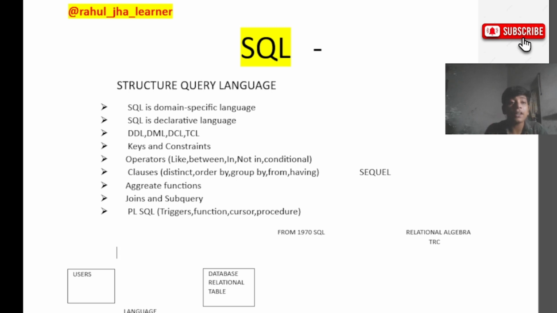The second point mentioned here is that SQL is a declarative language. Again, there are two categories: declarative and procedural. What is the meaning of declarative? We have to mention what to do, but we do not mention how to do it.